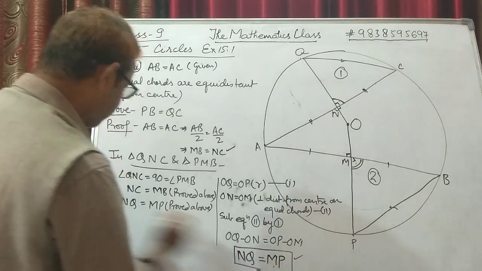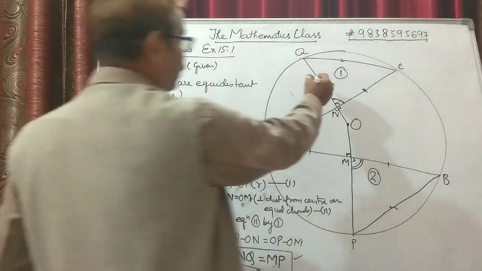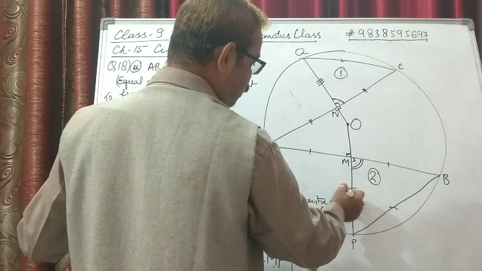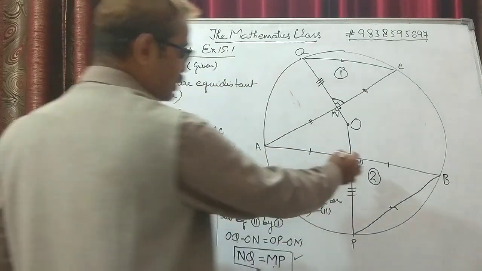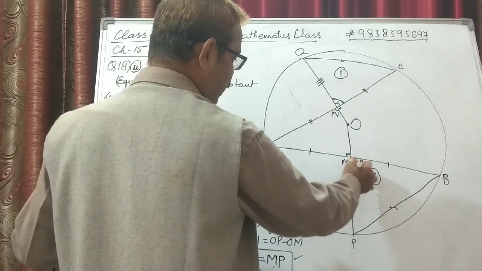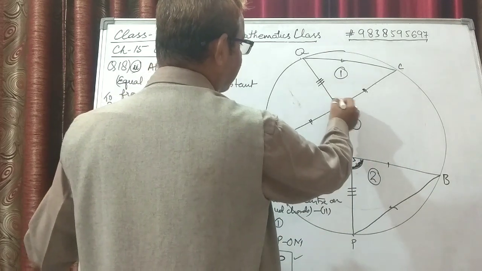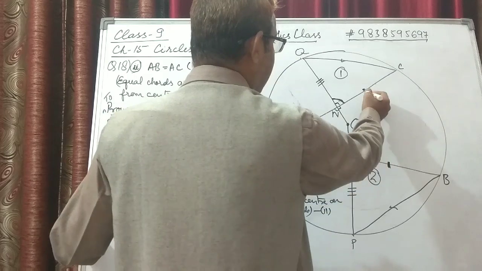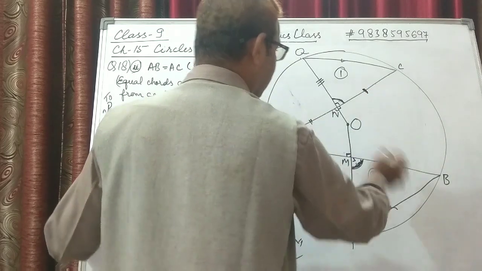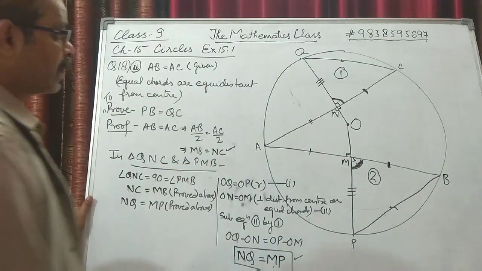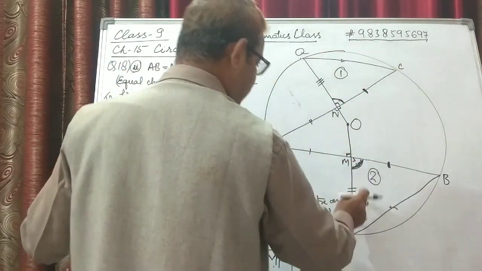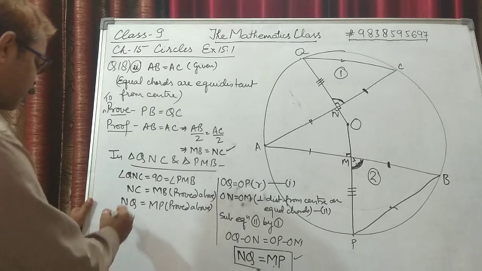Here, NQ is equal to MP. Now this NQ and MP are equal. First point. Second, these two angles are equal, this angle and this angle. Third, this MB and NC are equal. So by side angle side, we can say triangles are congruent.